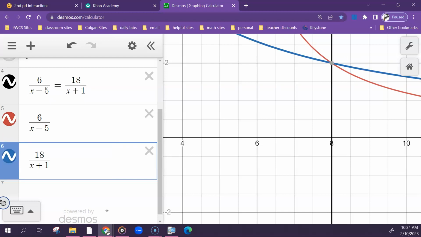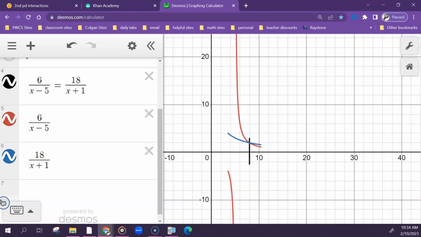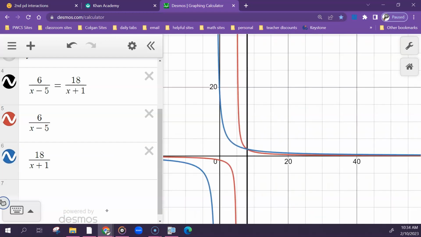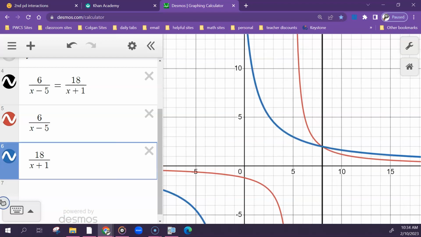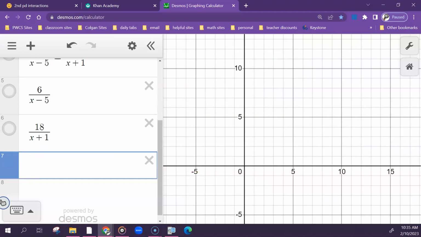When you type them in separately, they make these weird functions. But you're looking for where they intersect, which would again be at 8. And you know it's the 8, not the 2, because your variable is x. If it was y, then you'd be looking for the 2. So those are different ways to use Desmos to answer those types of problems.